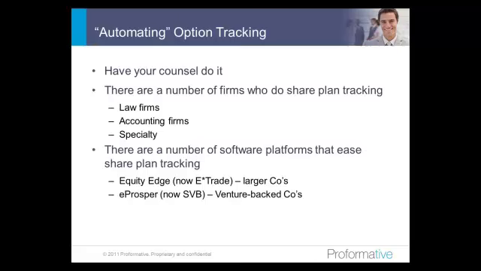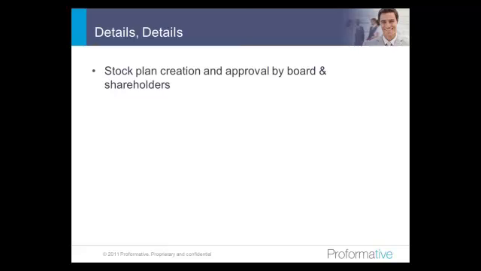There are a number of software platforms that can help you with stock plan tracking. Equity Edge, which is now owned by E-Trade, the platform called eProsper, it's now owned by Silicon Valley Bank. Equity Edge tends to be used by larger companies. eProsper tends to be used by venture-backed smaller companies. There's some other platforms out there. There are some of these platforms cropping up in the cloud, which is handy. So just know that these things are out there. There are a lot of options other than Excel for you to look at.